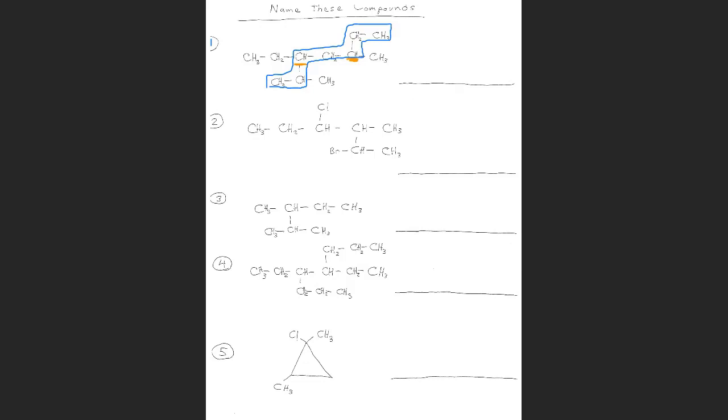I would start numbering from this side to produce the smallest number to help locate the respective ethyl group. Very good. That's exactly right. So 1, 2, 3, 4, 5, 6, and 7. So now all you have to do is name it. Okay, so I'll just type it out here on the slide. That's perfect.